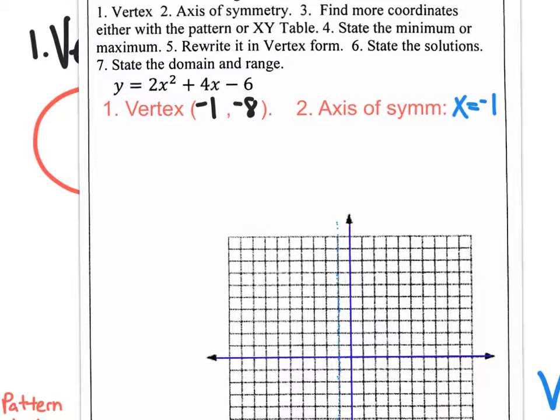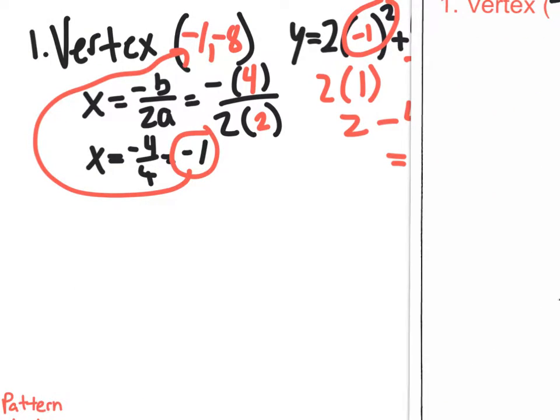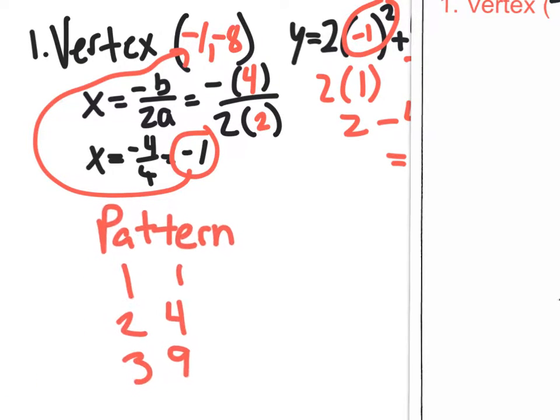So the question is, can I use a pattern on this quadratic equation? No. Why not? The a value is 2. And the only way you could use the pattern, and here's the pattern by the way guys, the pattern is 1, 1, 2, 4, 3, 9. And the only way to use that pattern is if your a value is 1. Or negative 1.